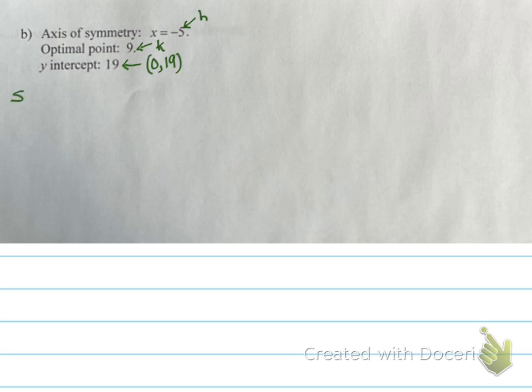So we do the same thing that we did before. You're going to sub -5 and 9 in for h and k.